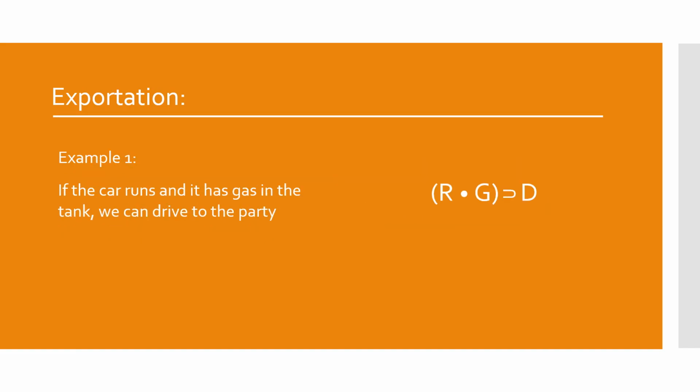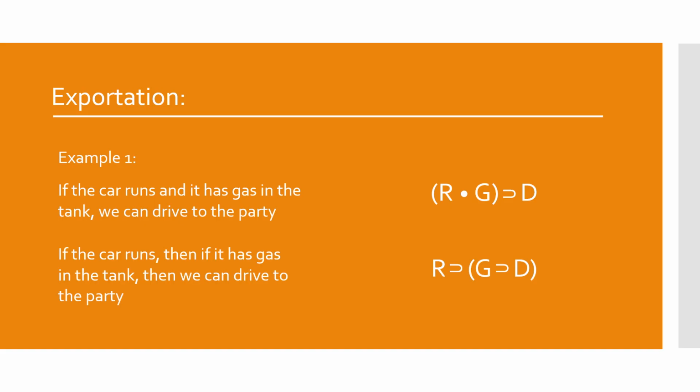So if we take the example, if the car runs and it has gas in the tank, we can drive to the party. We would translate this essentially into the claim in brackets, R and G, then D. Now notice what this rule tells us is that we can basically move our brackets and convert the and into an if-then claim, and these are telling us the same sort of thing. So the claim now, if the car runs and it has gas in the tank, then we can drive to the party, is logically equivalent to saying if the car runs, then if it has gas in the tank, then we can drive to the party.